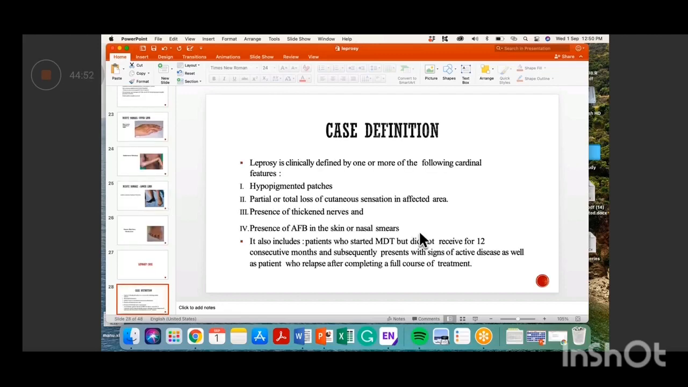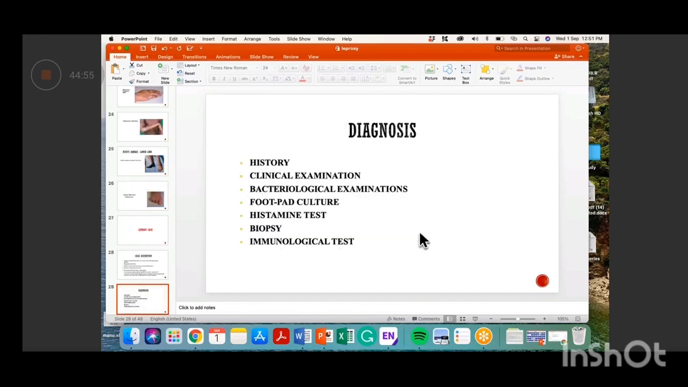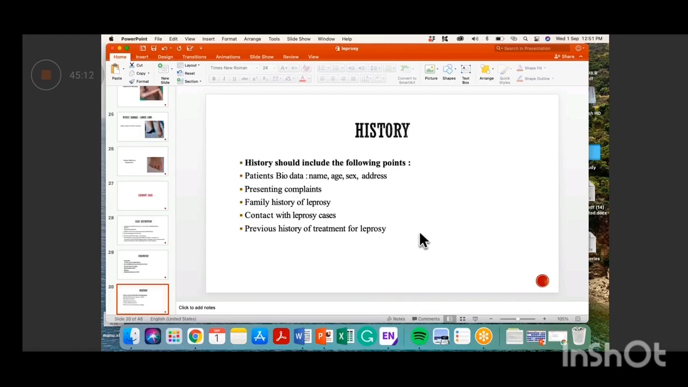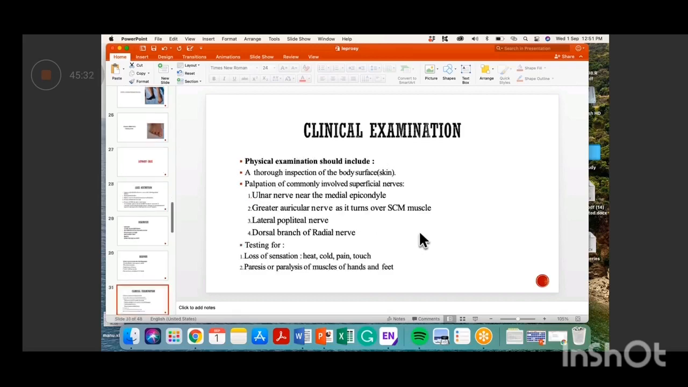This is the case definition. This has already been explained. Now, if a patient comes to you, you take a history, do the clinical examination, then perform a slit skin smear. Rest, you have already learned in the microbiology lecture. Okay, regarding the history, you should take into account what is the name of the patient, what is the age, which gender does he belong to, where is he staying, is any other person in the family also affected from similar illness, what are his complaints, has he had a contact with a leprosy case in the past, and what is the treatment history for leprosy, has he taken any treatment or left treatment in between.